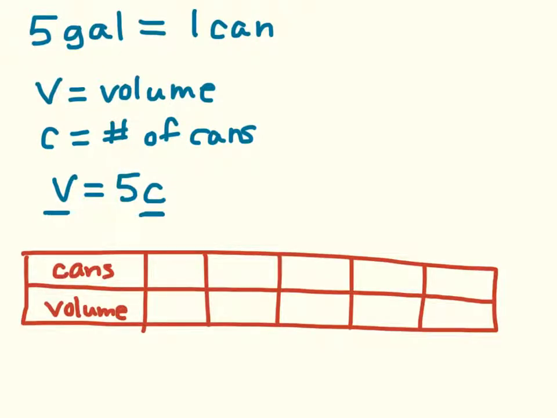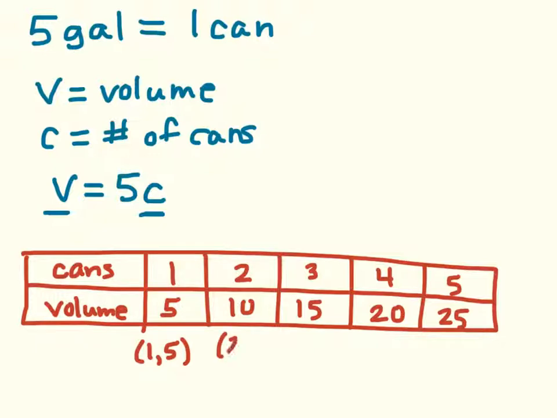Next, let's make a table to help us create the values that will be our ordered pairs. So if we have 1 can of paint, our volume is 5 gallons. 2 cans, 10 gallons. 3 cans, 15 gallons. 4, 20 gallons. And 5, 25 gallons. Because every V equals 5 times C. So now our ordered pairs will be (1, 5), (2, 10), (3, 15), (4, 20), and (5, 25).